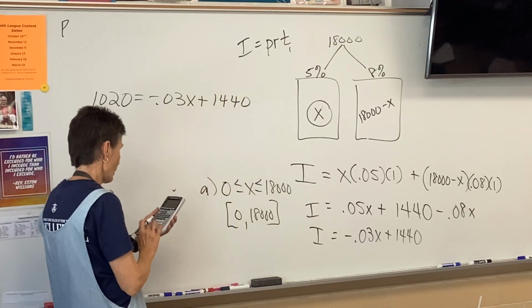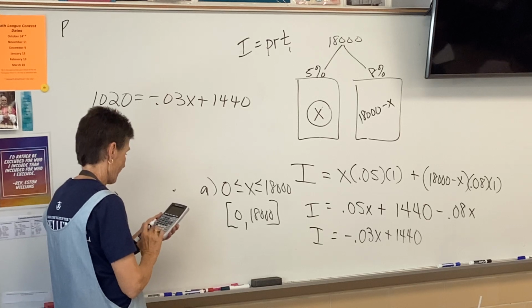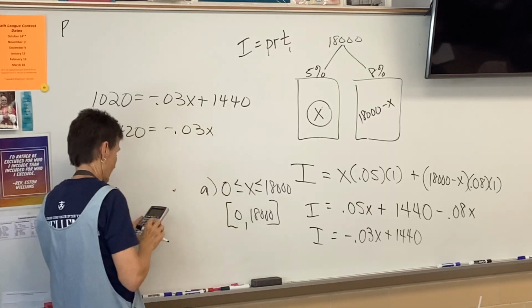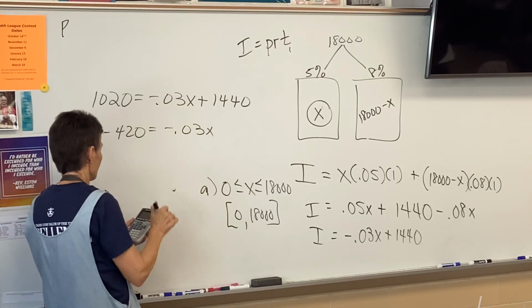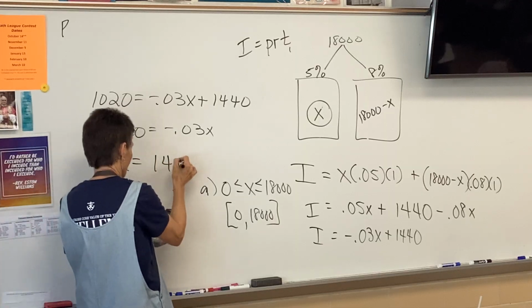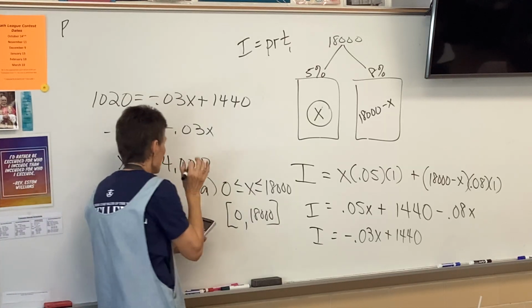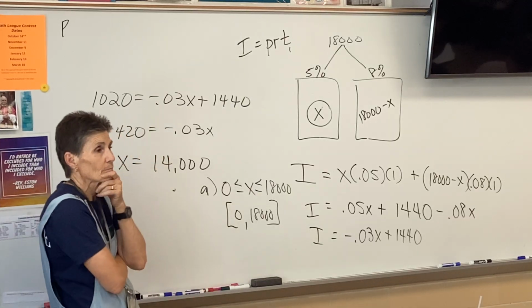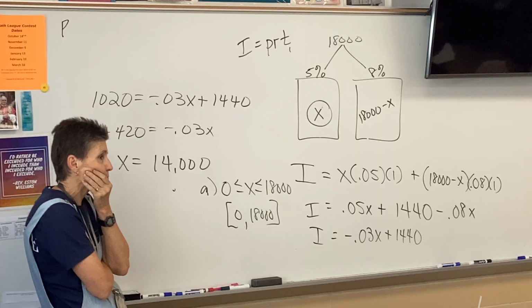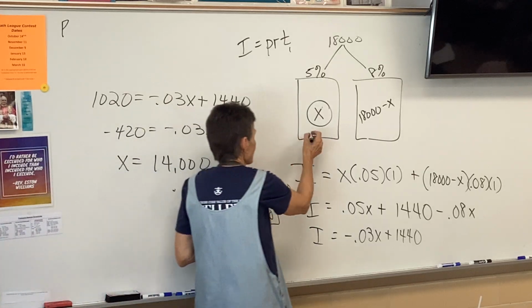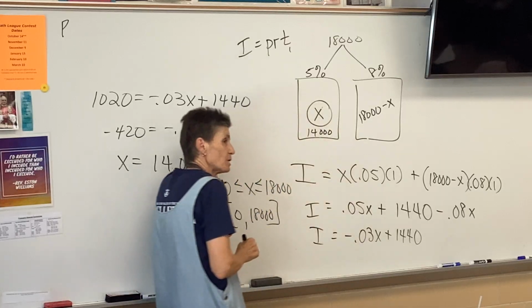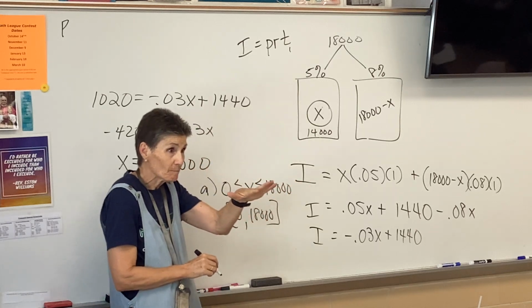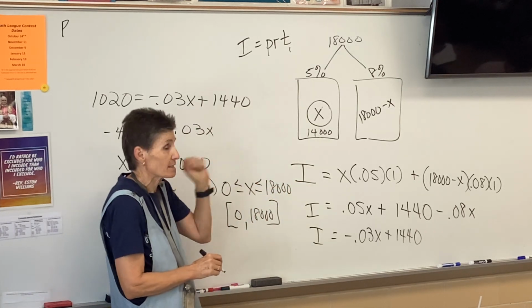So we'll just solve that equation. If I did the math right, I got 14,000. Yep. And that's X. So she invested $14,000 at 5% and $4,000 at 8%.